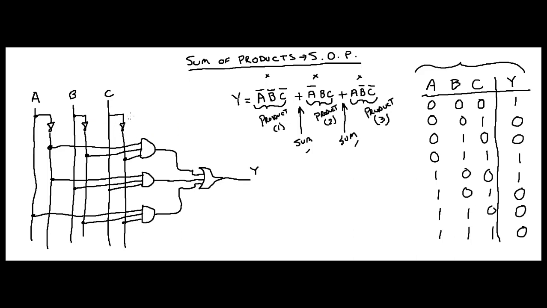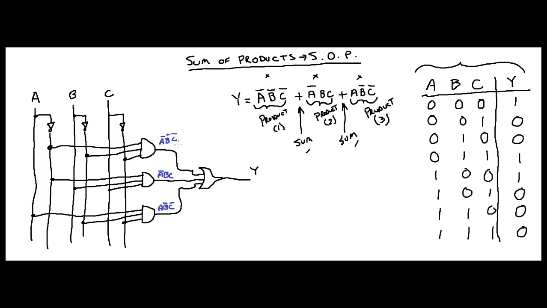Let's write each of the terms. Why not? So this is over here. This is A bar, B bar, C bar, right? This one here is going to be A bar, B, C, and then this one's going to be A, B bar, C bar, right?